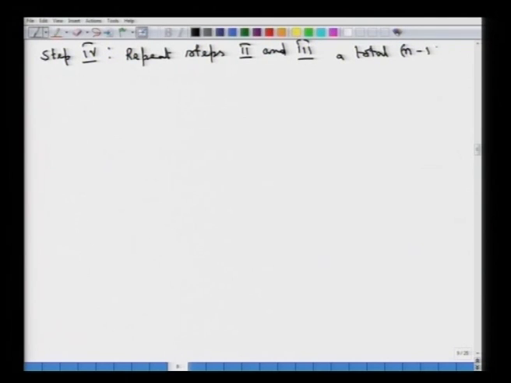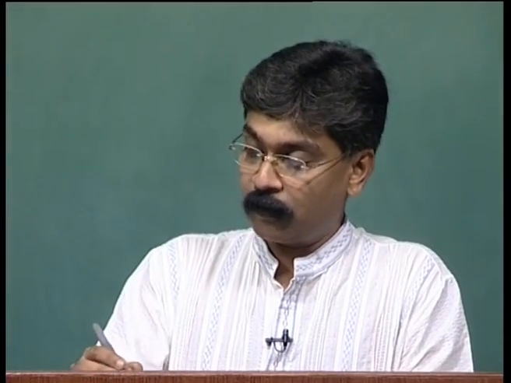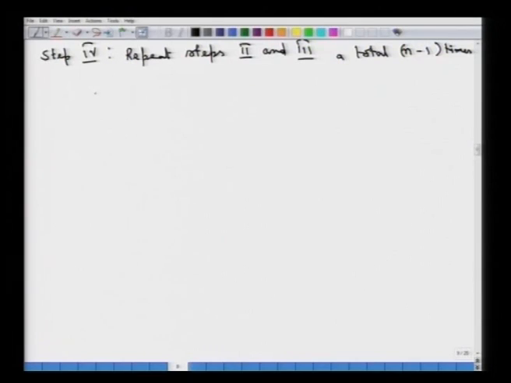So, we just say that in step 4, what we do is to repeat steps 2 and 3 one after the other, a total n minus 1 times, because at the end of n minus 1 times you will have, I am sorry, 1 cluster in the data.